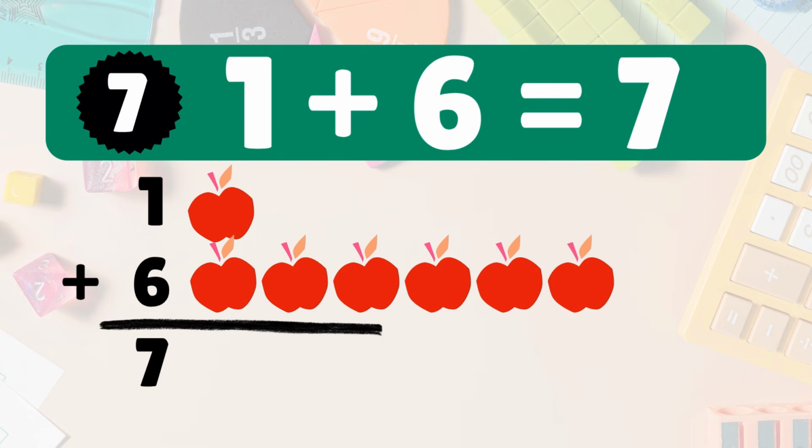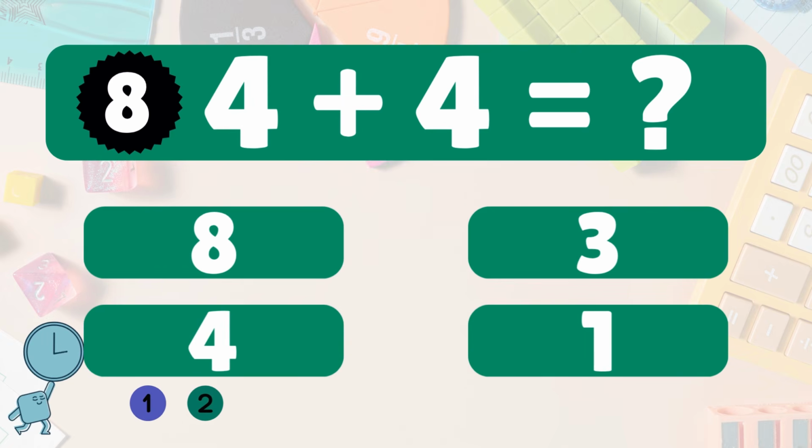1 plus 6 is 7. Here's 1 apple. Add 6 more. Count with me. 1, 2, 3, 4, 5, 6, 7. So 1 plus 6 is 7. Awesome. Next, 4 plus 4 equals what?